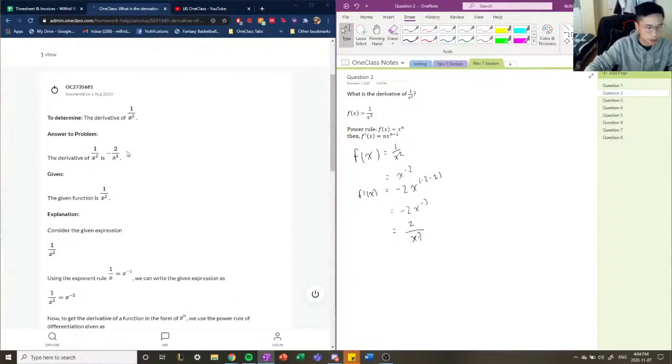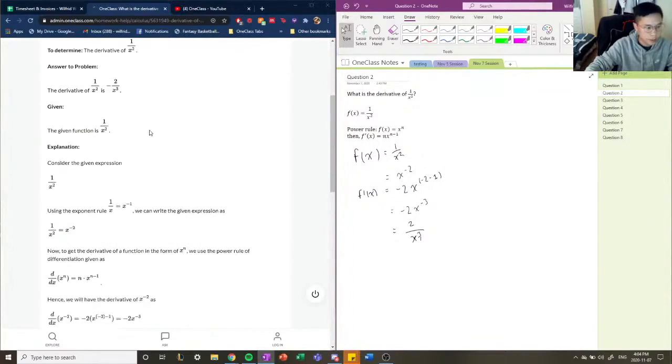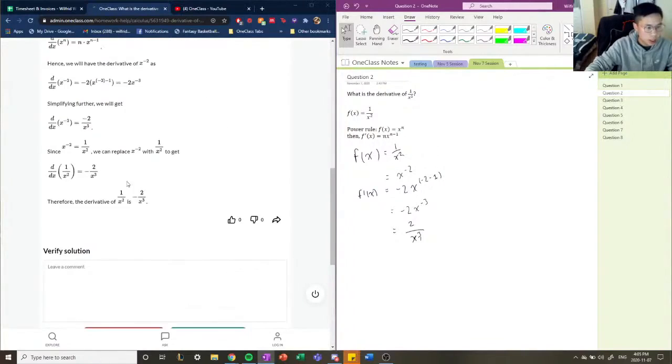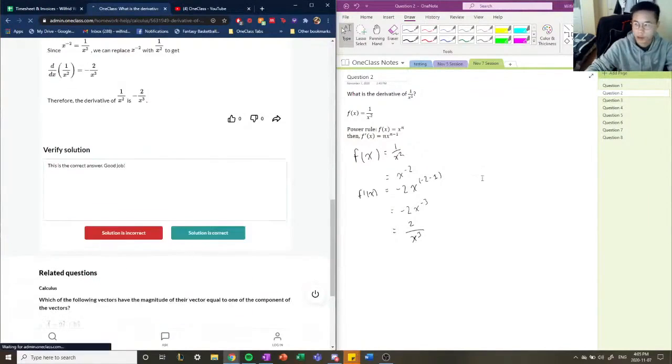So the junior tutor basically wrote the same solution as I did, and they got the same correct answer. So this is the correct answer. Good job. Cool. All right, moving along.